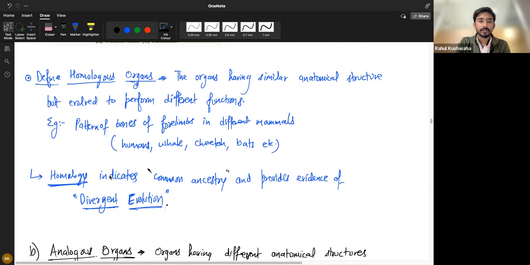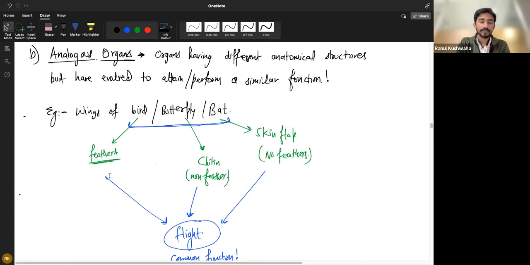Okay, very well. So now let's come to convergent evolution, and for that, the opposite of what we saw in divergent evolution, which is homologous organs. Now we will see analogous organs. Analogous organs are those organs which have a different anatomical structure, which means the ancestors were not common. So they are not coming from a common origin. They have very different anatomical structures for those organs, but somehow these organs evolved to perform a similar function.